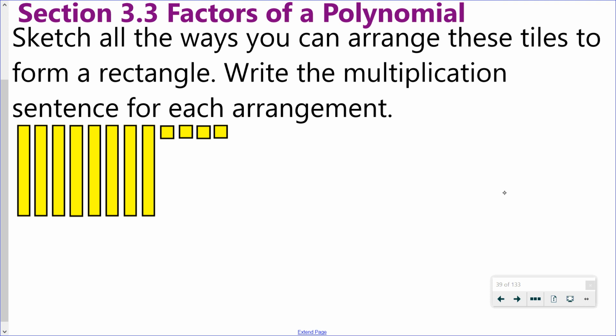Now, in the last video that we did, we talked about how to factor using product sum. In this video, I want to look at how do we factor using greatest common factor.